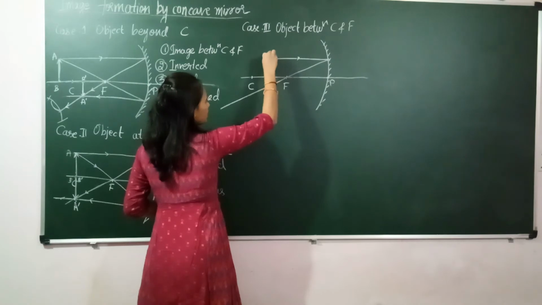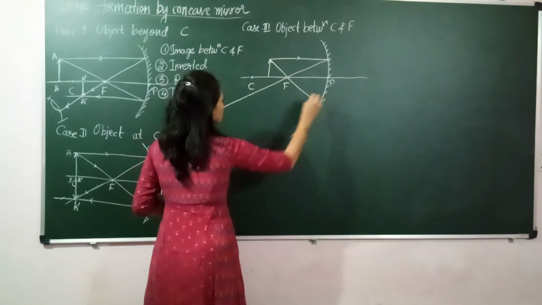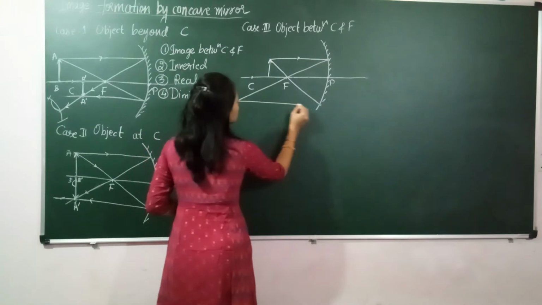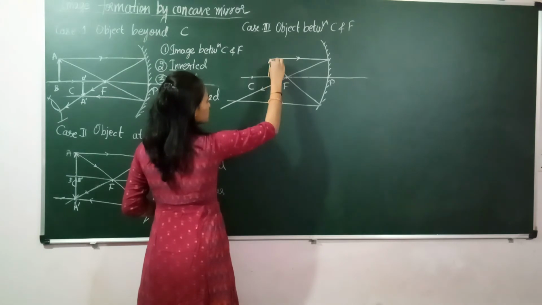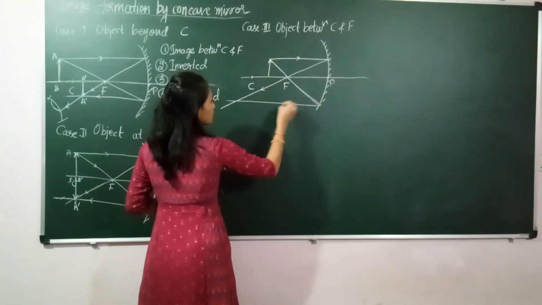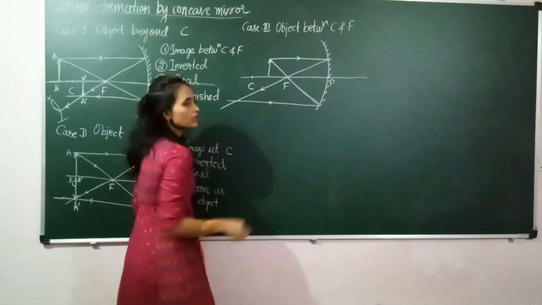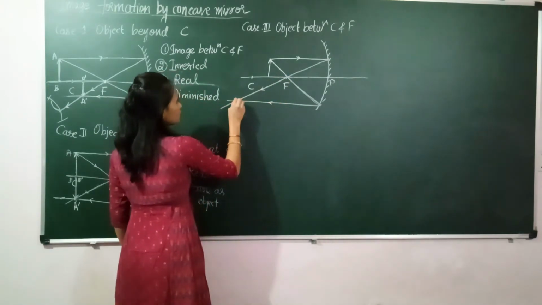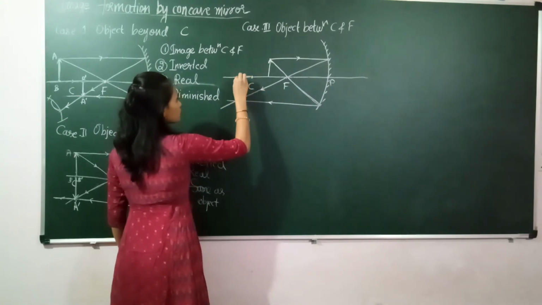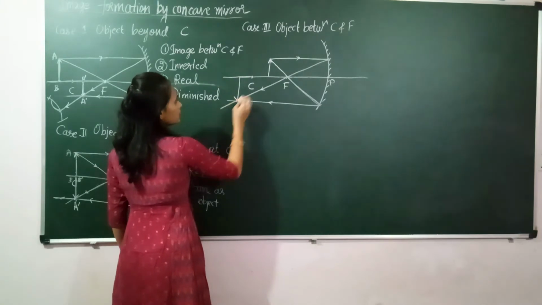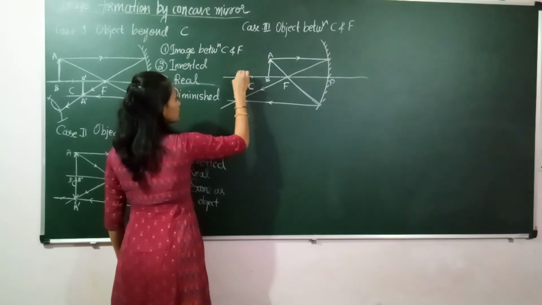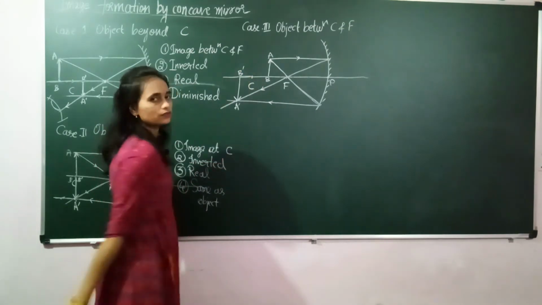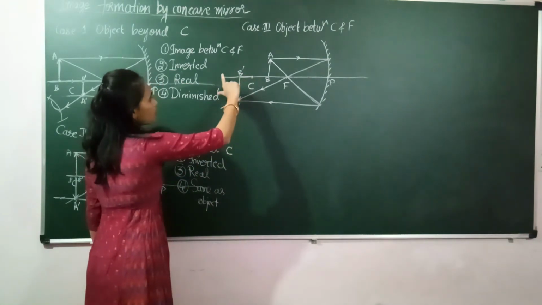Next, the second ray: when a ray of light is passing through the focus, after reflection it becomes parallel. So this is the incident ray and this is our reflected ray. The second incident ray is passing through the focus. After reflection it is becoming parallel to the principal axis. Now see here, at this point the two rays are meeting, so here our image will be formed. We will draw one perpendicular line, and if the object is AB, here we will get A dash and this is B dash, which is the image. So we have got the image beyond C.